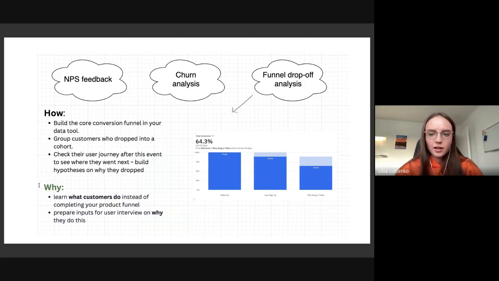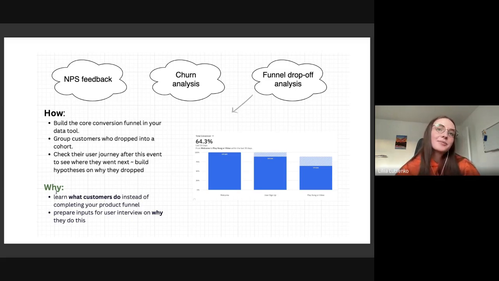Why and when can it be helpful? It can help you to learn what customers do instead of completing the target action. And if you see they are going somewhere, but you don't understand what happens to them, you can find emails or user IDs of these customers and ask what happened to them. It can help you prepare inputs for interviews on why they are doing this.